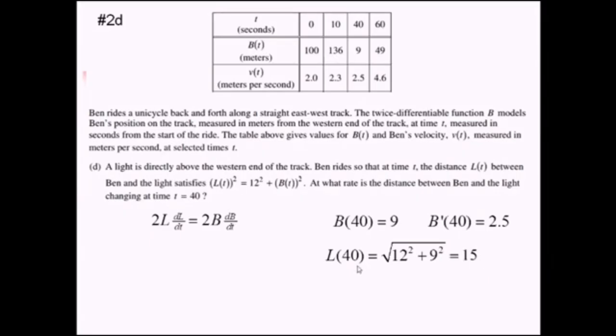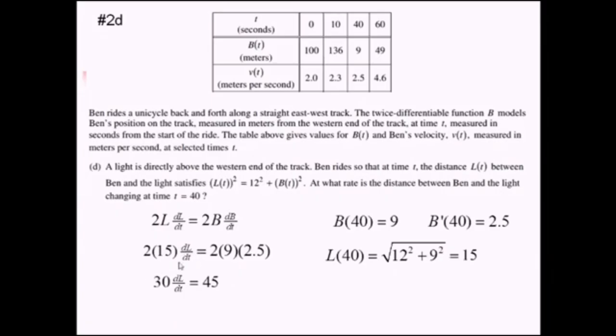So plugging all that back in now, we've got 2 times 15 times dL over dt equals 2 times 9 times 2.5. And let's simplify this a little bit now. On the left side, this is going to be 30 dL over dt. On the right side, let's see here, 2 times 2.5 is 5, times 9 is 45. So just be a little creative what order you multiply these things in.